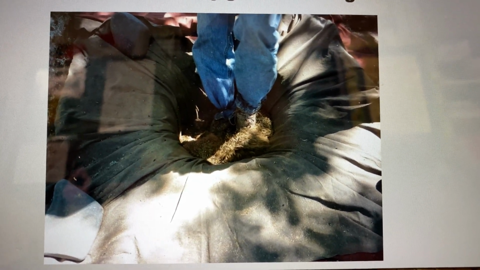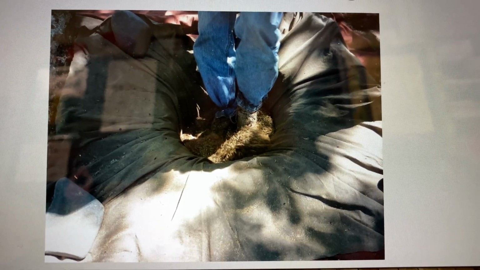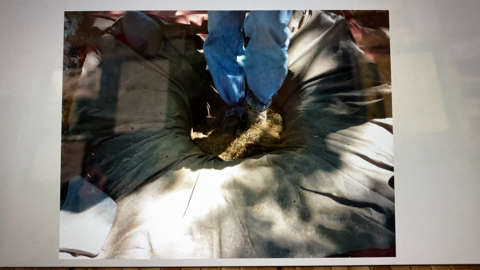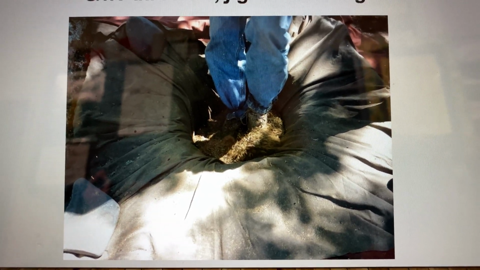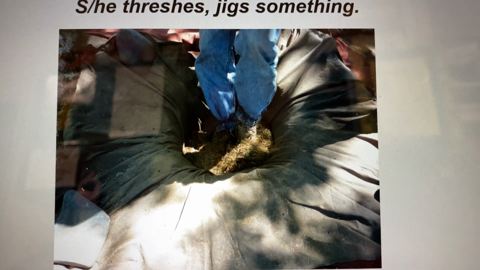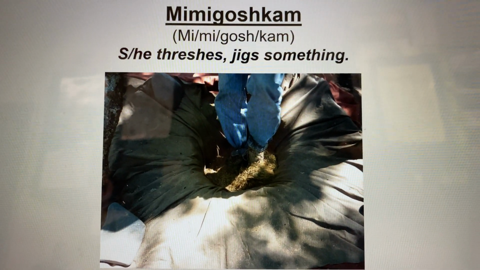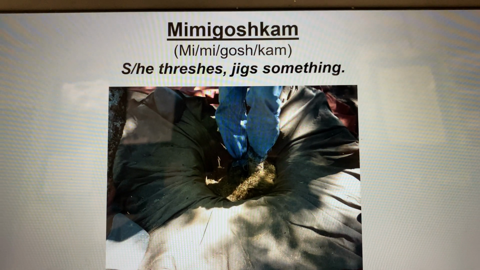And it separates that hull from the seed of the rice. And so a lot of twisting, a lot of movement here, just to get those outer shell of the rice to separate from that. So another physical process here, going through threshing or jigging something, mimigoshkam.